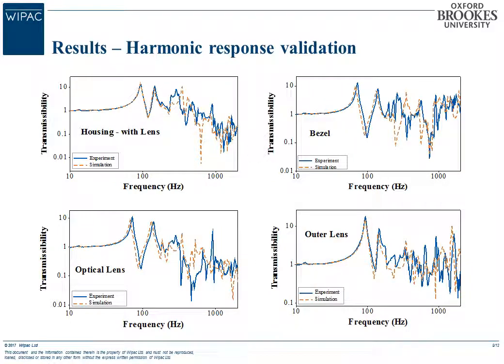Harmonic response validation. The harmonic response of all the components of the lamp assembly is obtained. Here we have harmonic response for housing, bezel, optical lens and outer lens. You can see that from 10 to 230 Hz frequency, the experimental response is in agreement with the simulation.